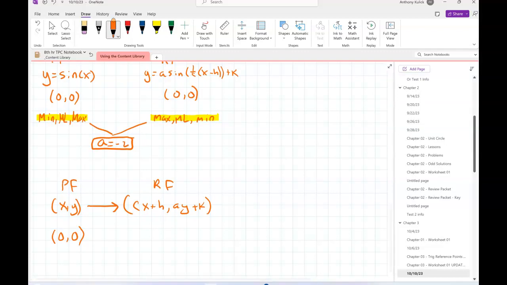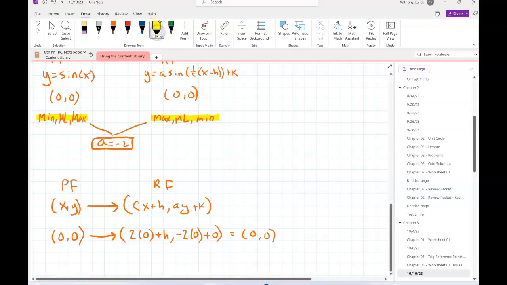So the point for my parent function I chose to use was 0, 0. For the resultant function we've built so far, we know that the C is 2. The X from our parent function was 0. H is what we're interested in. Our A was negative 2. The Y from our parent function is 0, and our K was 0. And I know this has to give me the point from my resultant function, 0, 0.